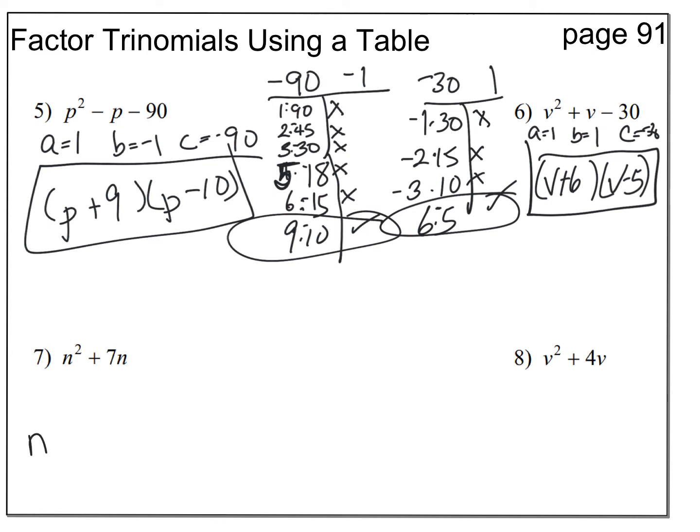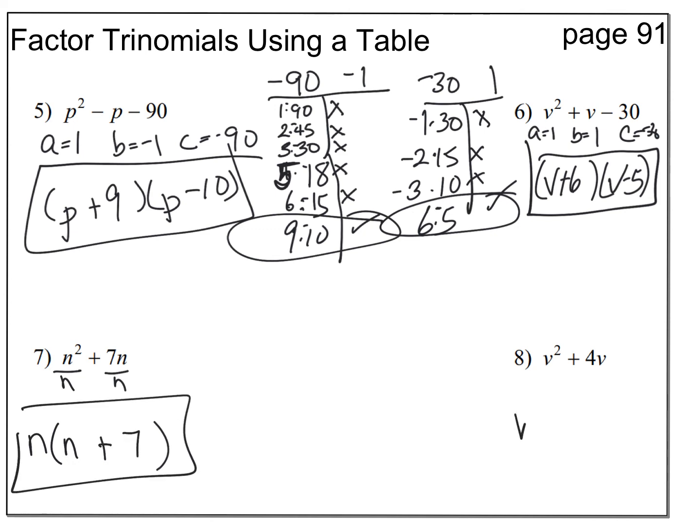That is n for the first one. Divide both of these by n, plus 7. And then for the second one, v is my greatest common factor. Divide both of these by that greatest common factor. That would be v plus 4. And that would be the answer to number 8.